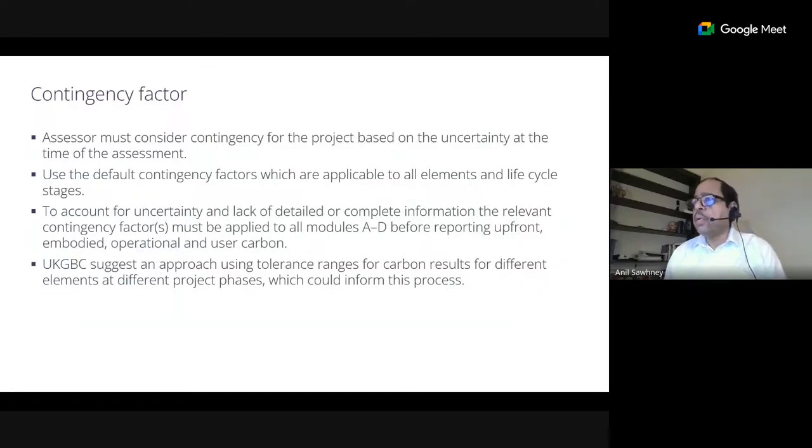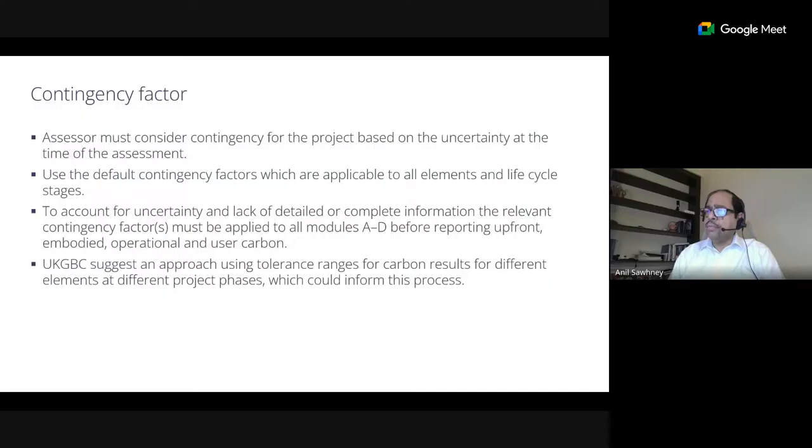So let's look at part one, contingency factor. An assessor must consider contingency for the project based on the uncertainty at the time of the assessment. We use default contingency factors, which are applicable to all elements and all life cycle stages. So to account for uncertainty and lack of detailed or complete information, the relevant contingency factors must be applied to all modules A through D before reporting: upfront, embodied, operational, and user carbon. So it should be applied to all carbon calculations that you do.